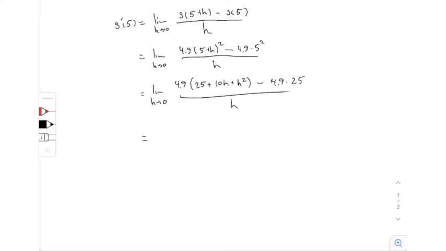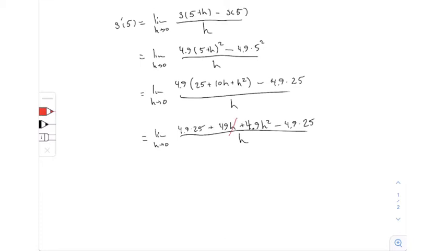All right, let's distribute the 4.9. It's going to be 4.9 times 25, whatever that is, plus 4.9 times 10, I can do without a calculator. That's 49h, right? And then 4.9h squared, minus 4.9 times 25, divided by h. All right? Keep on simplifying if you can. Eventually, you hope to cancel the h in the denominator, all right? Don't get too excited about it, though.